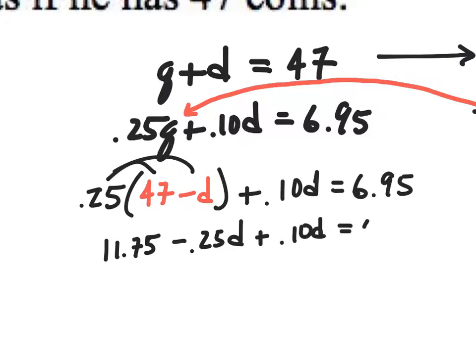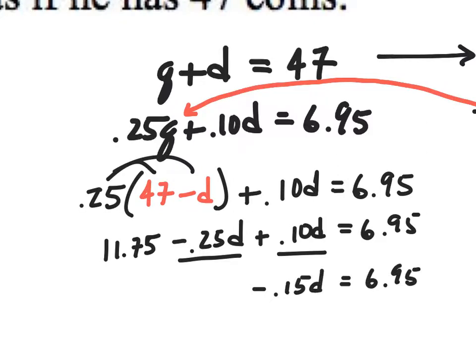Now I can combine my like terms. I have negative 0.25 D and 0.10 D. If I take 0.10 minus 0.25, that's going to give me negative 0.15 D, and that's going to equal $6.95. And then I have 11.75 out here. To solve for D, I'm going to subtract 11.75 from both sides.